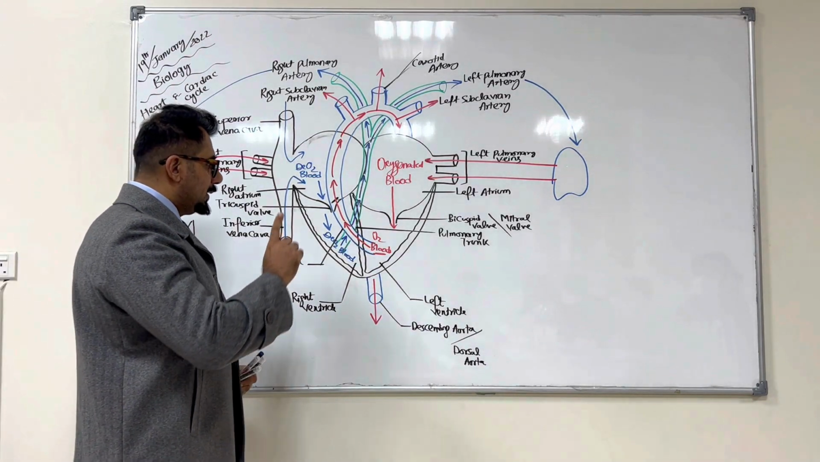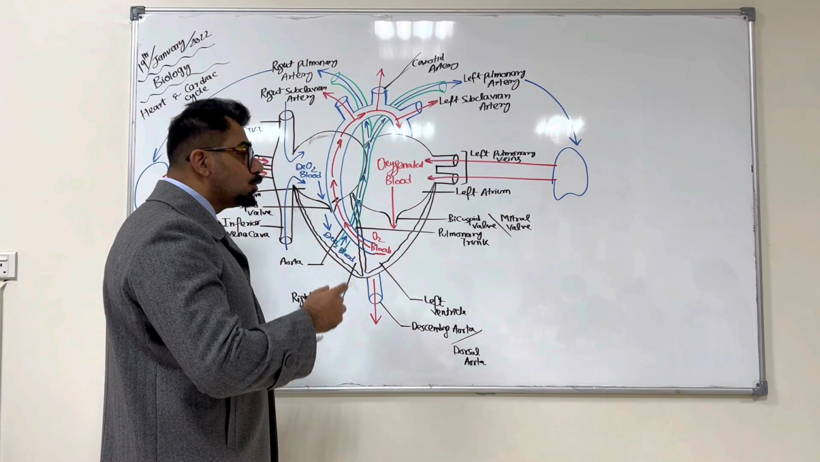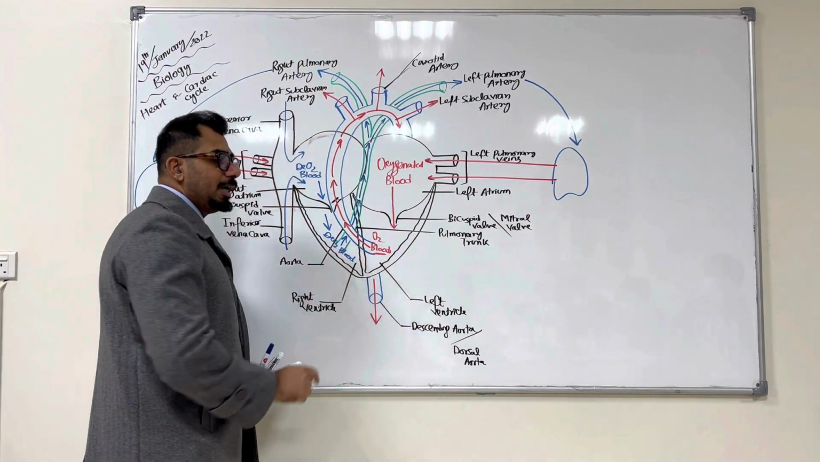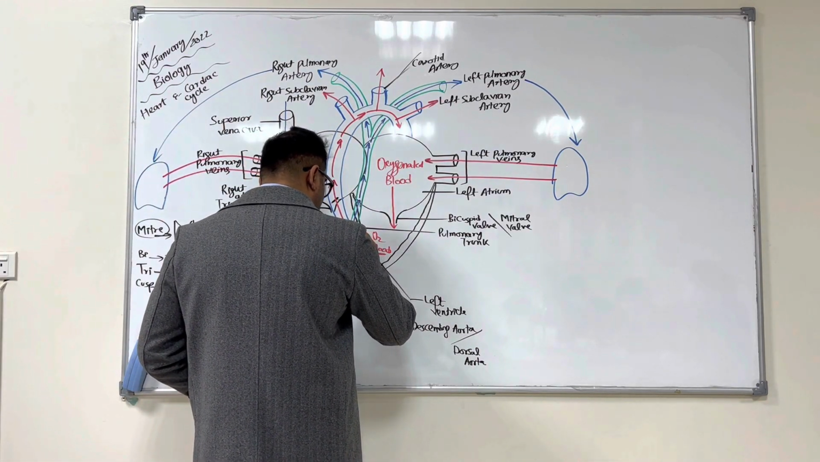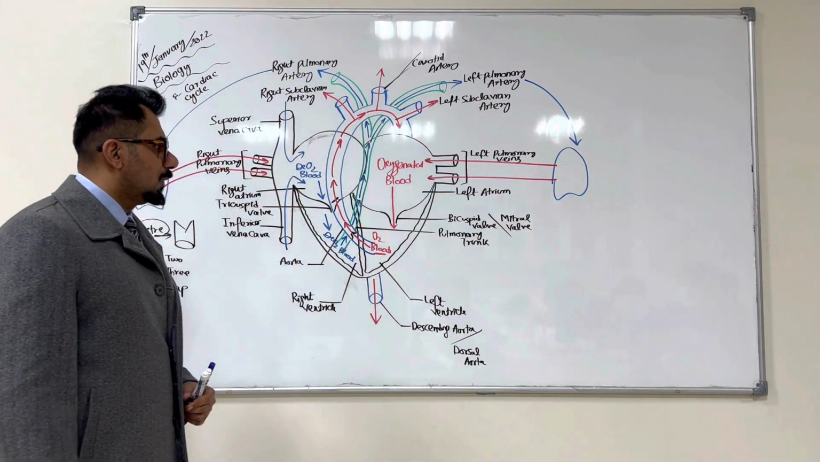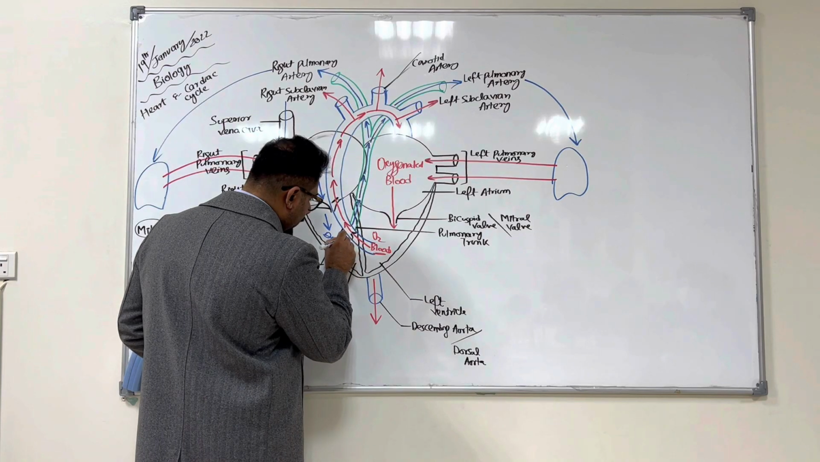Now, before we move forward, let me tell you two things. We also have two valves present in the pulmonary trunk and also in the aorta. One valve is present over here and I am drawing it over here. And one valve I am drawing over here.